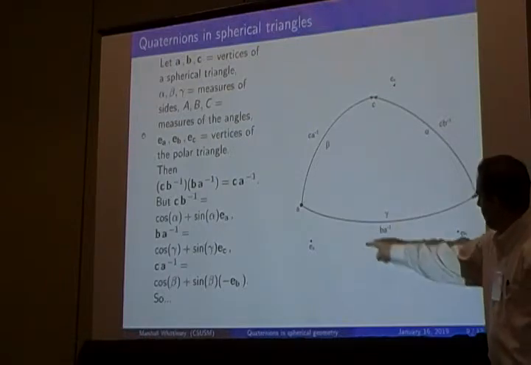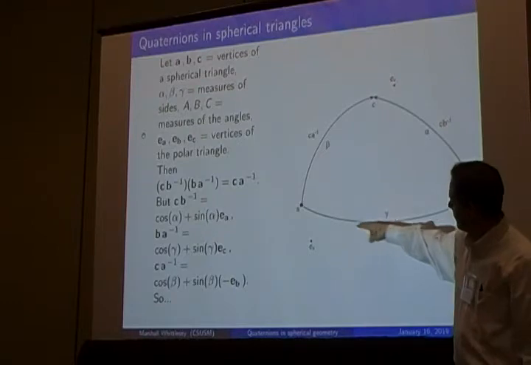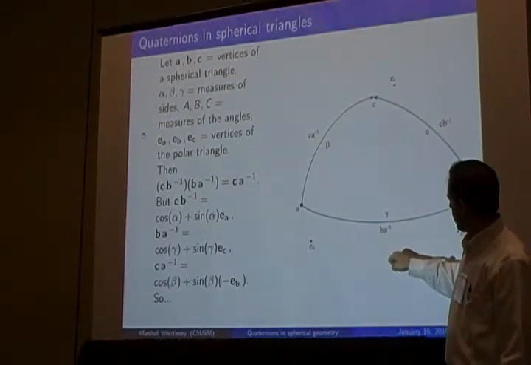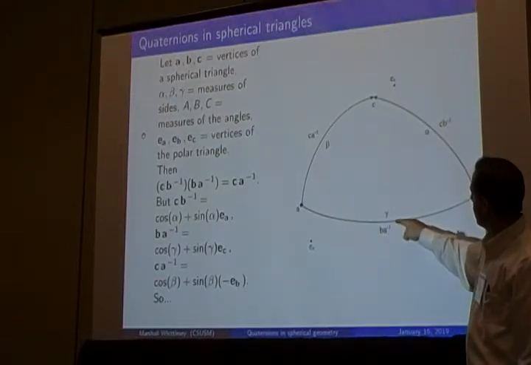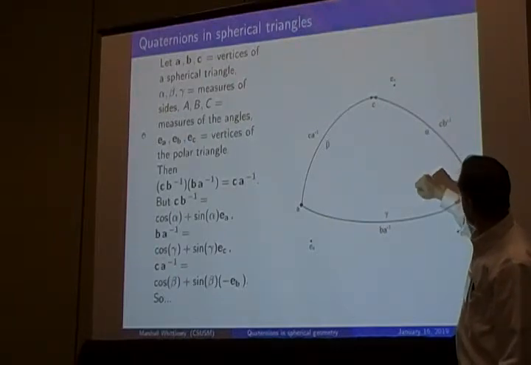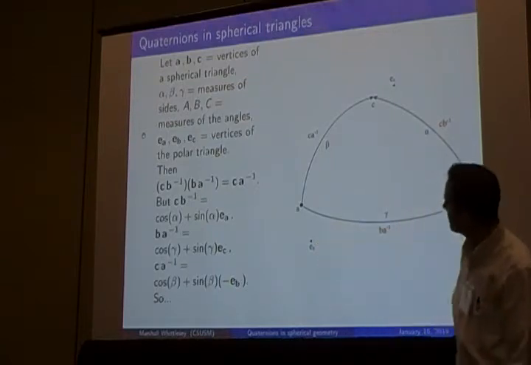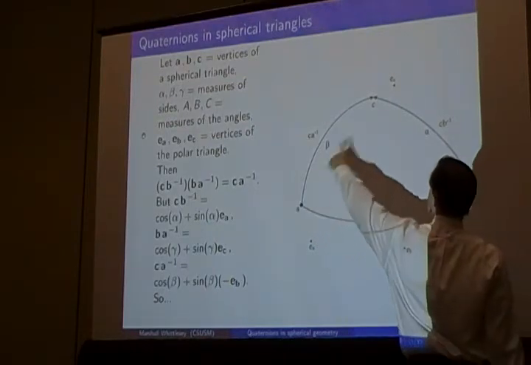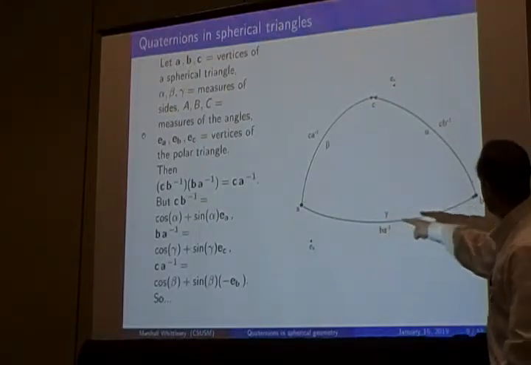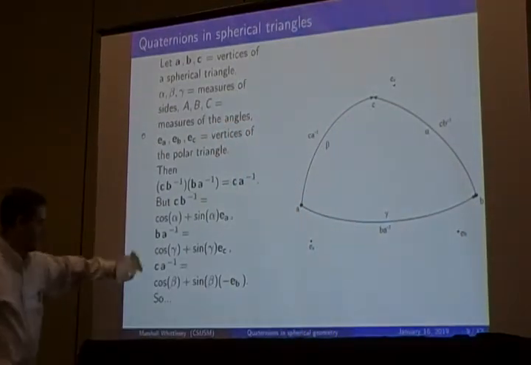And if this side has measure gamma, then this quaternion is cosine gamma plus sine gamma times the vector. This side here has measure alpha, so its quaternion is cosine alpha plus sine alpha times the perpendicular E. And the third side is cosine beta plus sine beta times that vector. And the product of those two gives you that, right? So that's this thing times that.